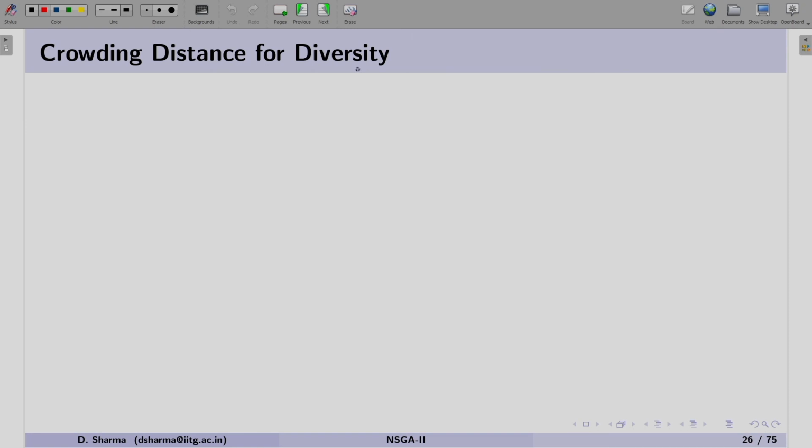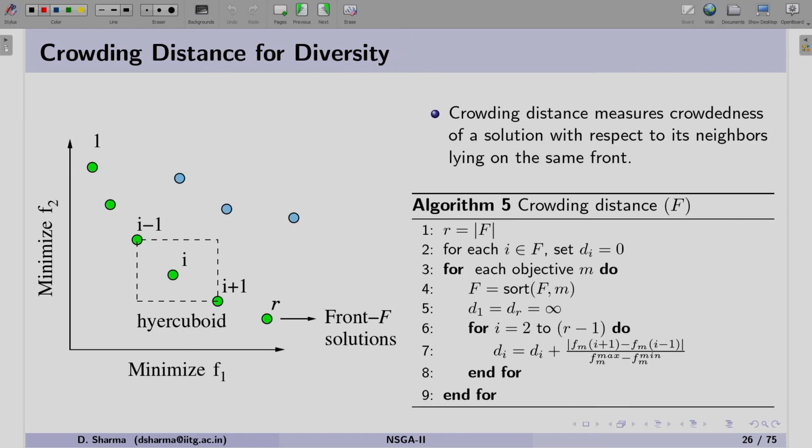Now, the question comes how we can preserve the diversity among the solution. So, NSGA 2 brings the idea of crowding distance. So, what is this crowding distance? This crowding distance we are going to use for the diversity. Let us look at the solutions. Purposely we are using different color codings such as green and the blue color.